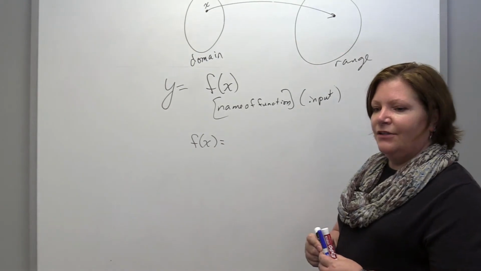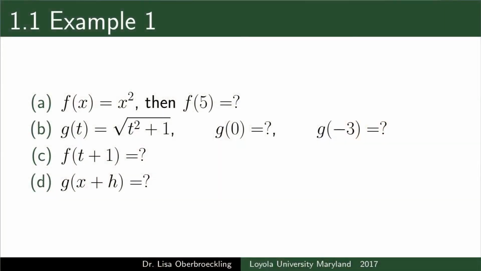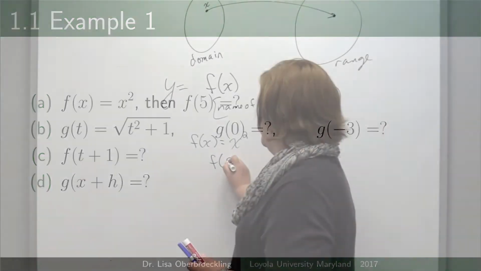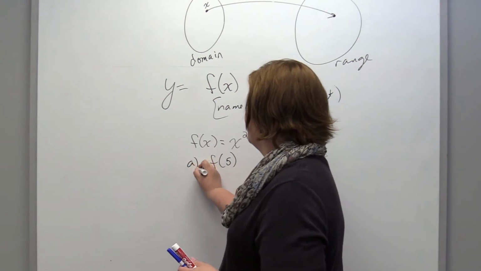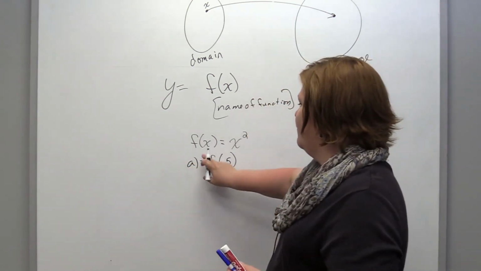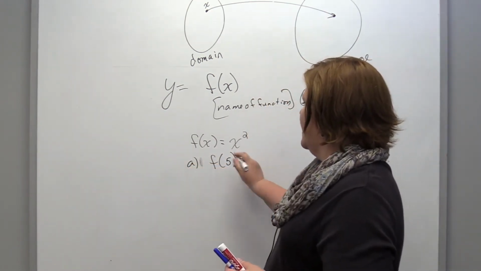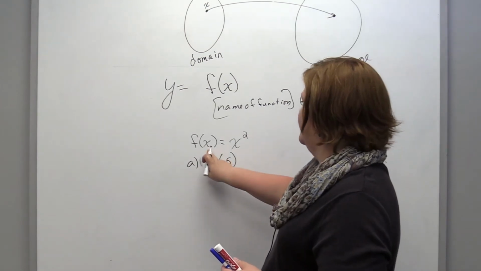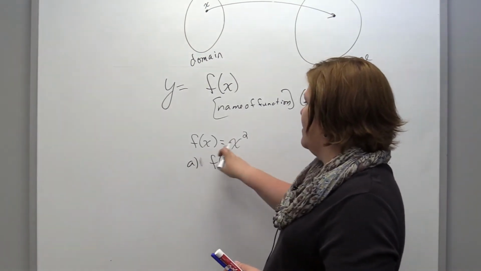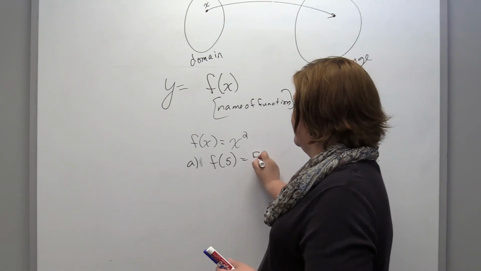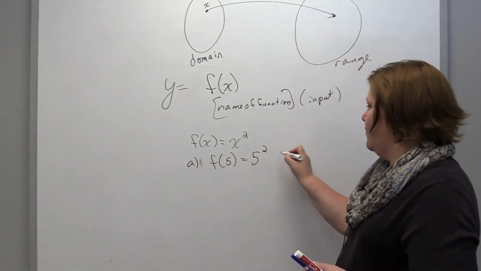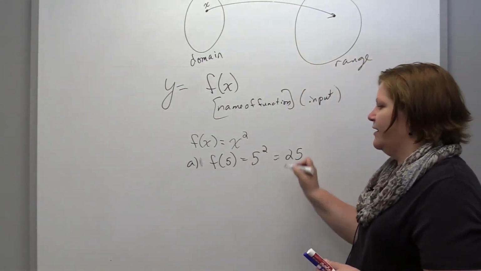So we're going to look at our first example, f of x equals x squared. And in part A, we're asked, what is f of 5? So f of 5 tells us when we plug in 5 for x, that means we're looking at 5 squared, otherwise known as 25.